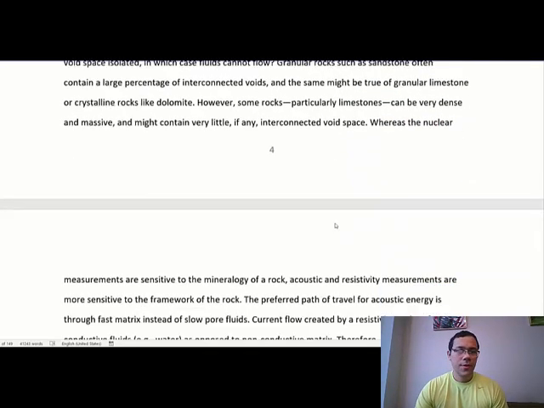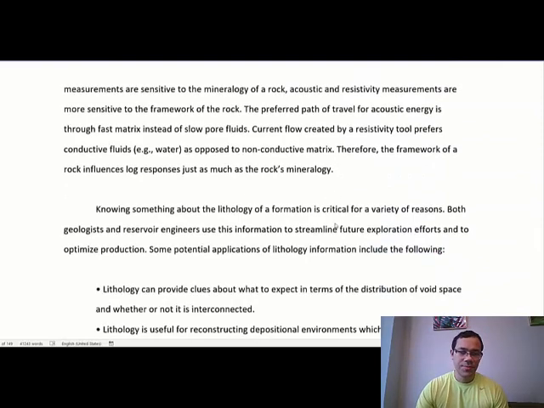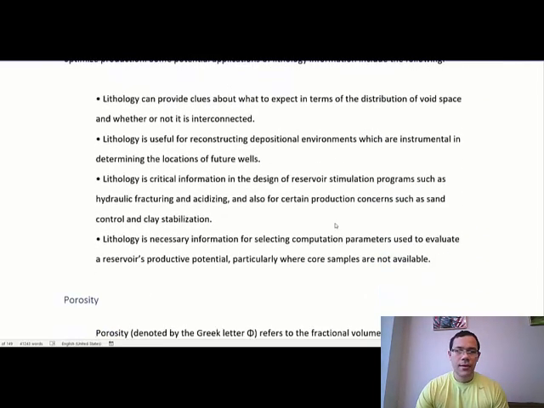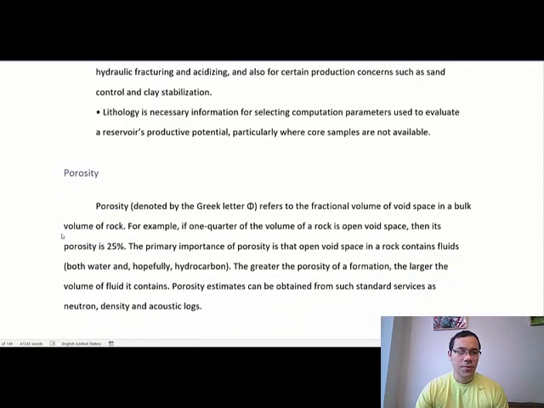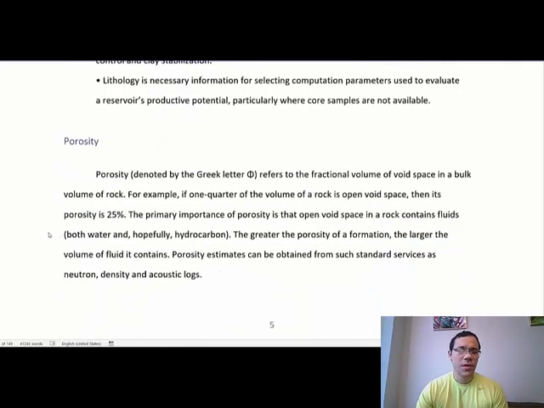Then we talk about the framework, which is easier to produce. And this final comment is about why we need to know lithology. It serves for several purposes. You can read it on your own. But that's basically the type of rock.